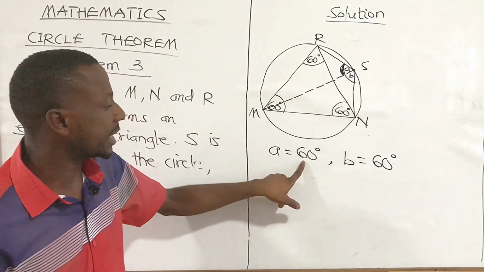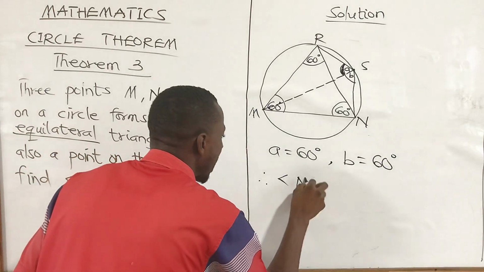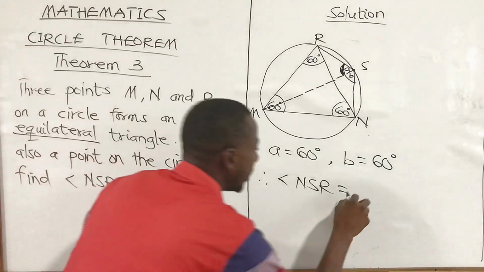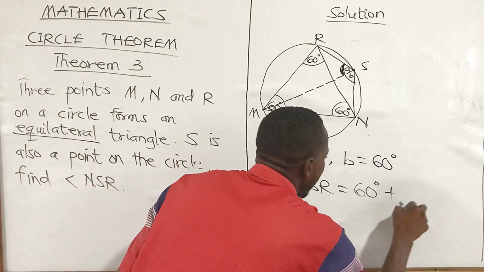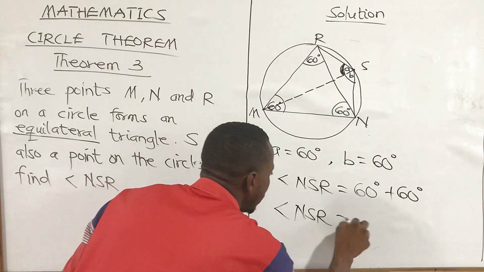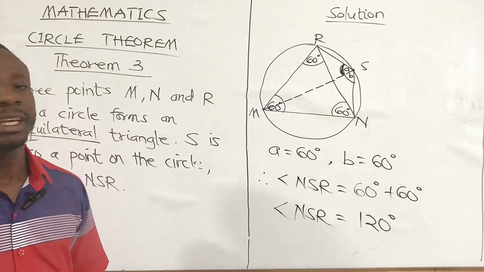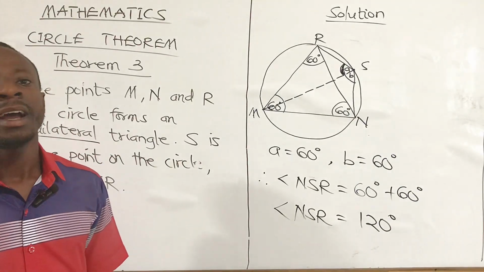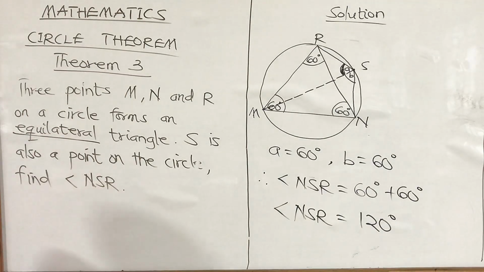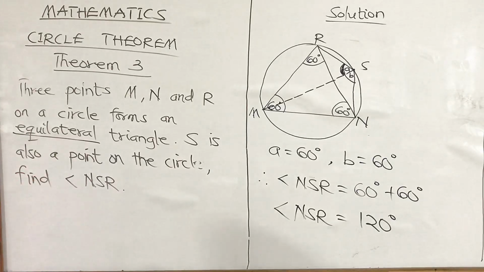If A is 60 degrees, B is 60 degrees, then angle NSR, which is the angle we are looking for, is going to be 60 degrees plus 60 degrees. Then I have angle NSR to be 120 degrees. And this is the solution to this question under theorem 2. So quickly we are going to start with theorem 3. So let's look at it.